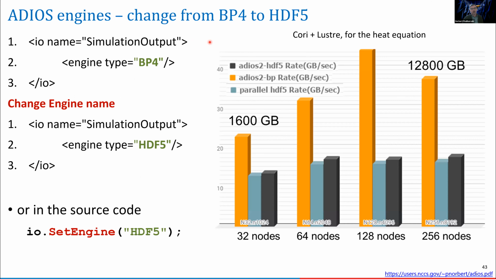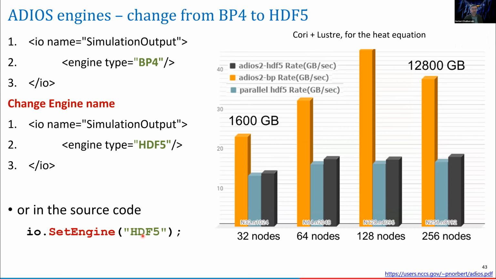Okay, so now if you have a configuration file, and by default we are writing an ADIOS output file, but for some reason you want an HDF5 file, then you just change the engine type to HDF5. That means when you run the code, the application reads this configuration file and will use the HDF5 engine. It is an engine in ADIOS that uses the HDF5 API and HDF5 library to produce an HDF5 file. Or in the source code, you can call set engine before the open call.